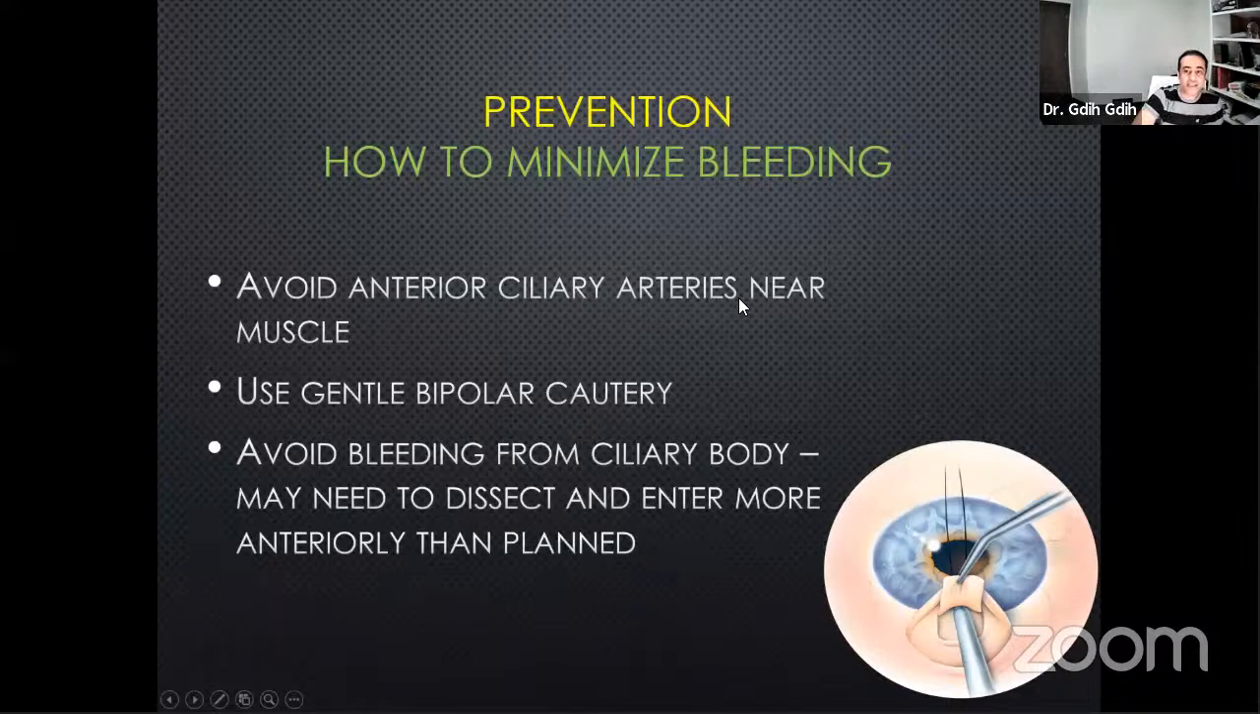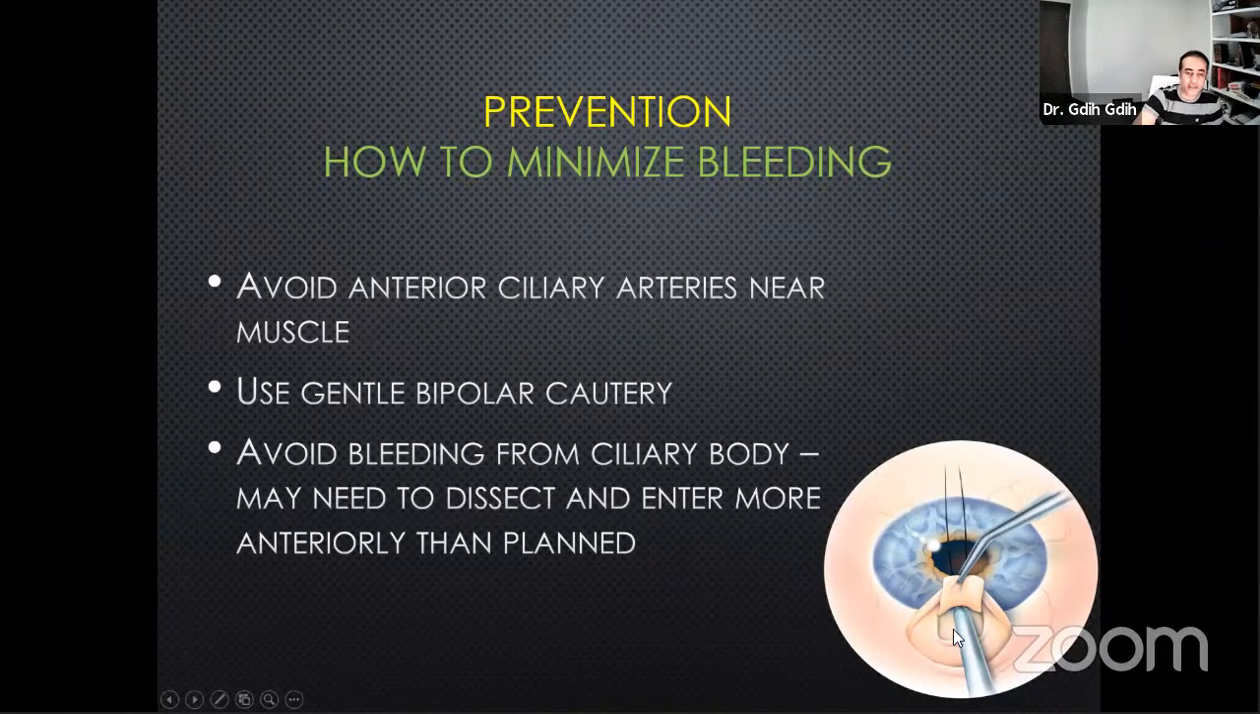Avoid anterior ciliary arteries near muscles. Try not to get close to them. Use gentle bipolar cautery when needed. Avoid bleeding from ciliary body. May need to dissect and enter more anteriorly than planned. So this is when you create your flap.